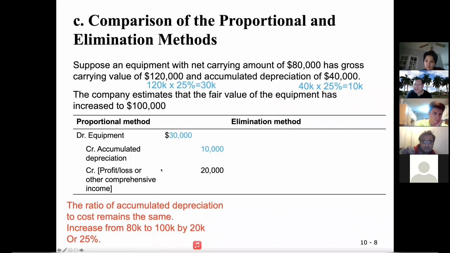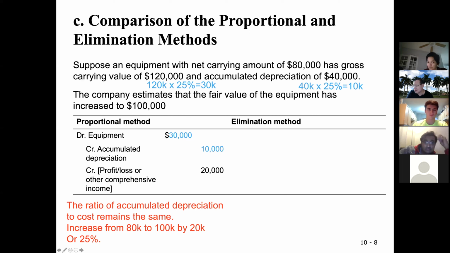Now, after adjustment, the cost is 120 plus 30. So after the adjustment, the total cost account balance is 150. What about the cumulative depreciation? You start with 40 plus 10, now it's 50, right? So the cost is 150, the cumulative depreciation is 50. So the difference is 100, and that's the number you want, right?